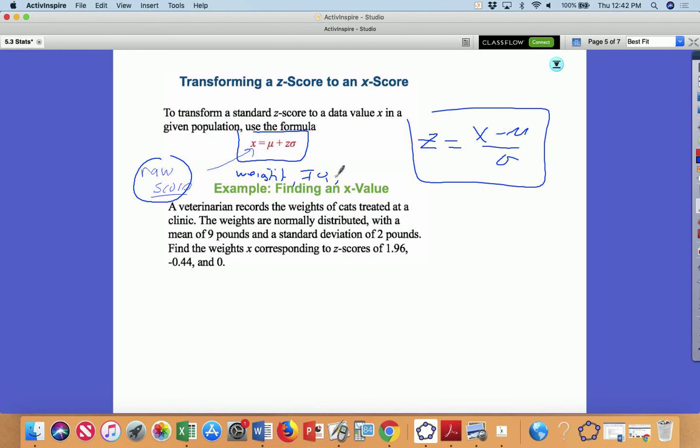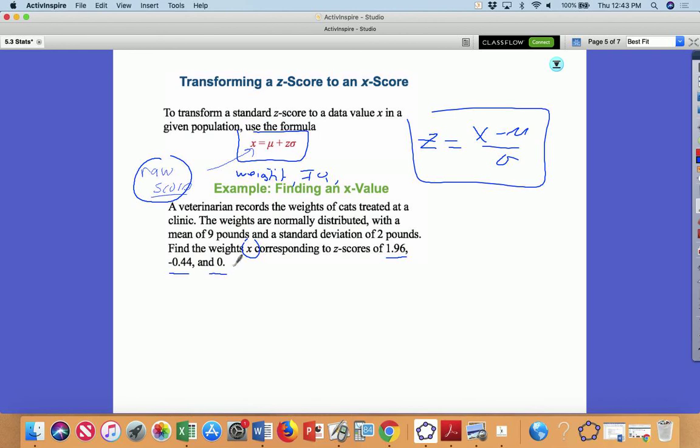Okay, so let's see if we can find a raw score. In fact, maybe a couple of them here using that formula from the next example. It says I said a vet last time, so I had a veteran. So a veterinarian is what I covered that with. But a veterinarian records the weights of cats treated at a clinic. The weights are normally distributed with a mean of 9 pounds and a standard deviation of 2 pounds. Find the weights, X, that correspond to z-scores of the following.